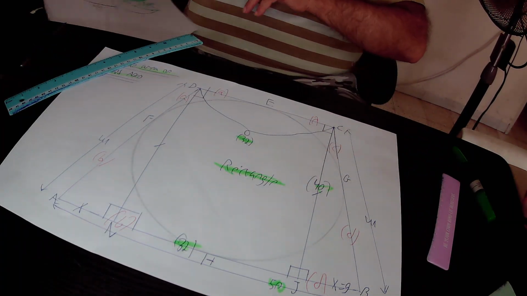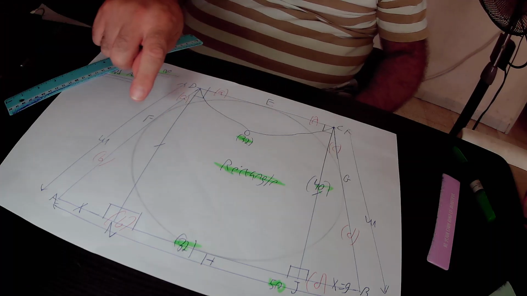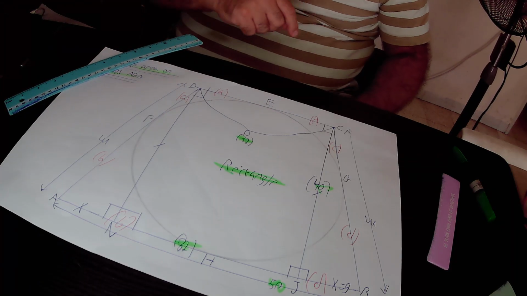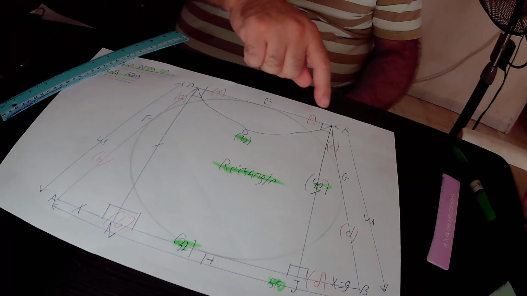So in the drawing, we have a circle that is inscribed in trapezoid ABCD. Trapezoid ABCD encloses this circle.